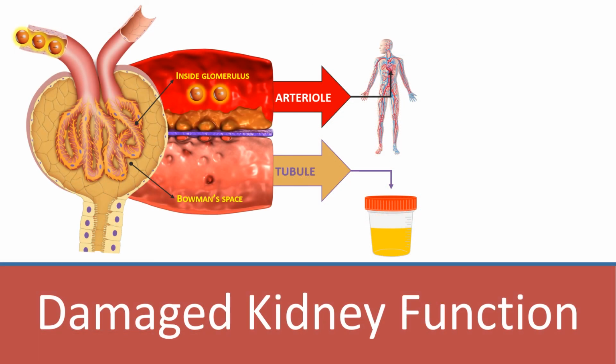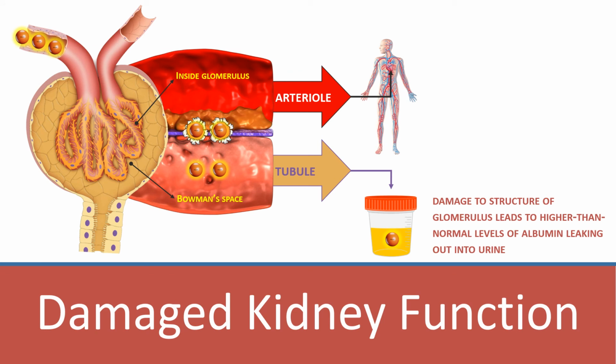We're climbing back inside the kidney, same situation, but this time we've got a little bit of damage to the structure that separates the glomerulus from the Bowman space. And all of a sudden now, those little gaps are big enough to start to let a little bit of albumin through. And lo and behold, what we start to discover is that the damage to the structure of that glomerulus is now leading to higher than normal levels of albumin leaking out into the urine. So we start seeing changes in ACR tests.